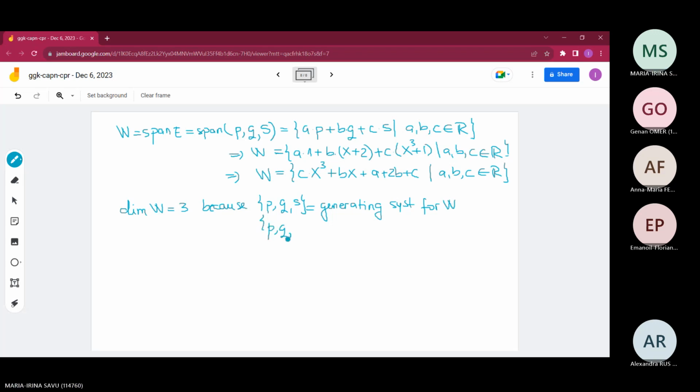And P, Q, and S is a linearly independent system. So P, Q, S is a basis in W, dimension 3, because you don't have x squared here. Could you tell me, please, another basis of W?